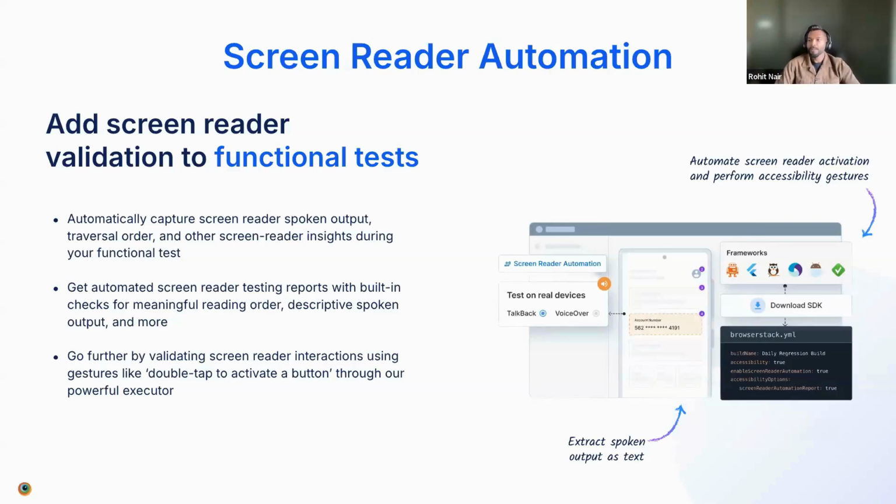are giving. And it also takes into consideration other screen reader insights during your functional test, and takes all of this and does a lovely end-to-end test in your existing workflow, no matter what you're using, what your flavor is, Playwright, Cypress, Selenium. We support all of them. And then it also goes one step further and actually validates whether the screen reader interaction using gestures like double tap to activate a button, stuff like that is working well or not.